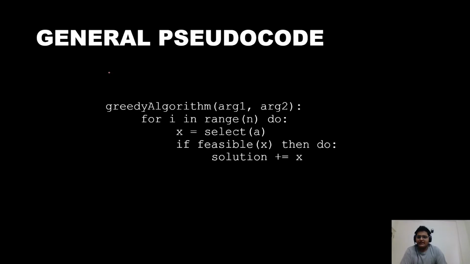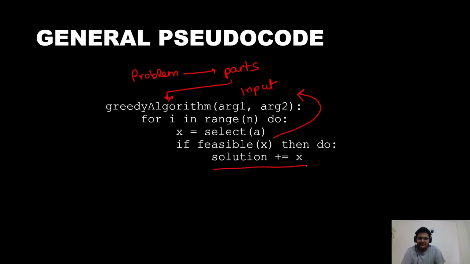One thing to keep in mind is that greedy algorithms often divide the problem into certain subparts. These subparts are then put into the algorithm as an input. This input is then checked. If the input is feasible, then it is added to the solution. Otherwise, it is discarded and the other alternatives are approached.